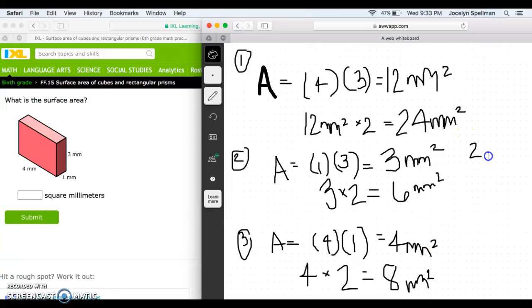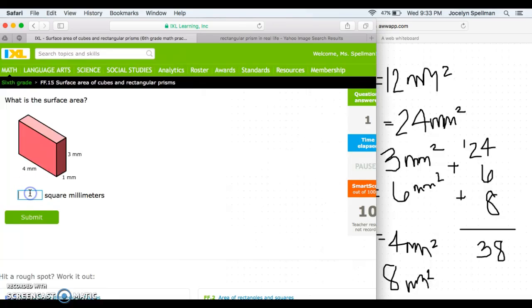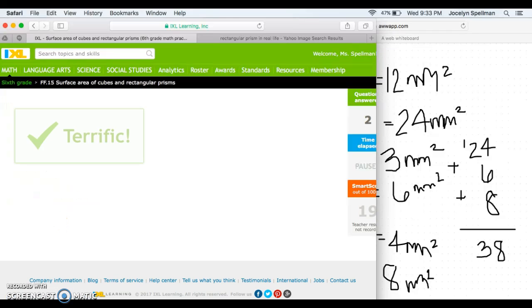So I'm going to do 24 plus 6 plus 8. I have 4 plus 6, which is 10. 10 plus 8 equals 18. I'm going to carry my 1. 2 plus 1 gives me 3. So my surface area of this rectangular prism is 38 square millimeters. It's still area, surface area, so it's measured in square units.